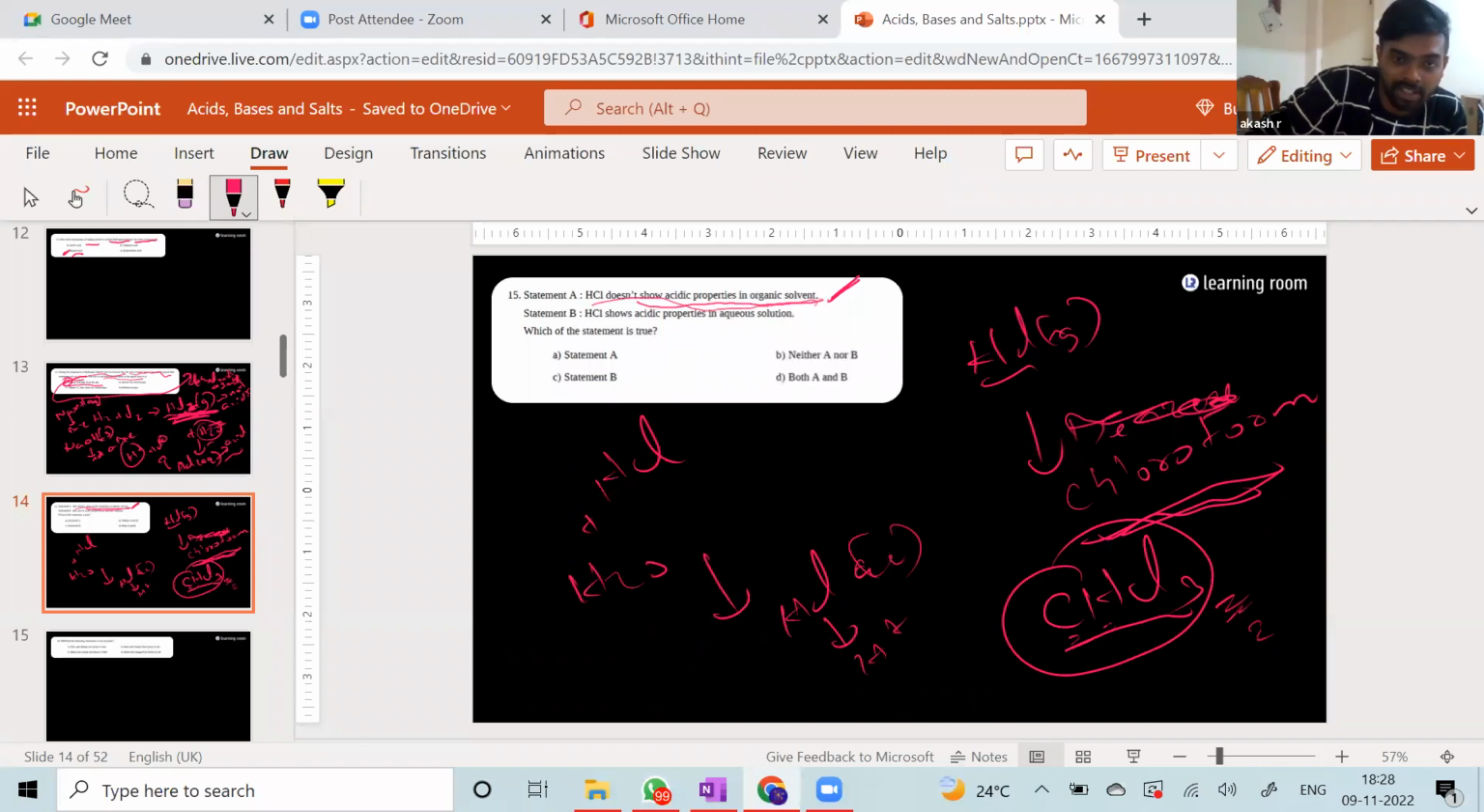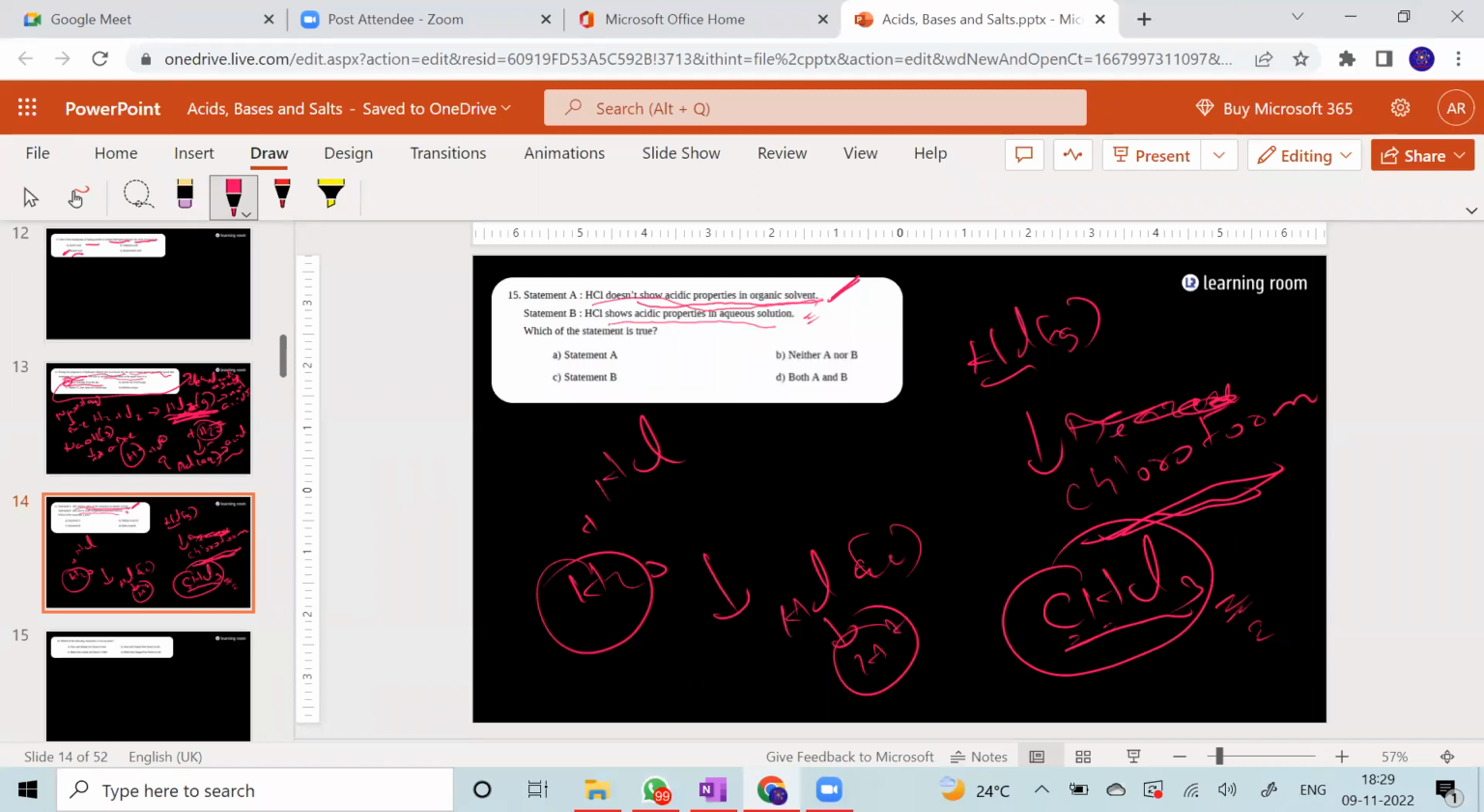Whereas HCl shows acidic properties in aqueous solution, obviously. When I dissolve it in H2O, H plus comes out, and that shows the acidic nature. So which statement is true? Both A and B are true, obviously.